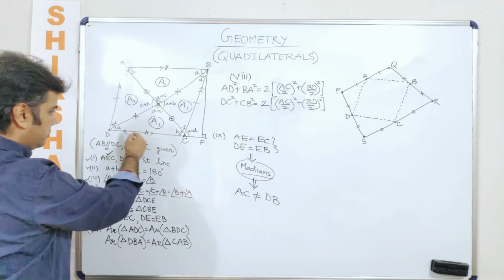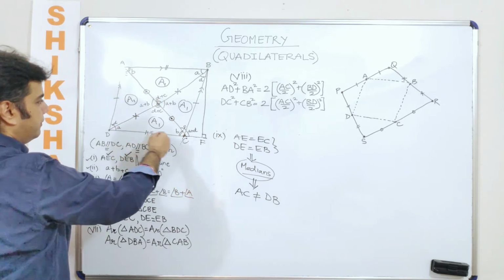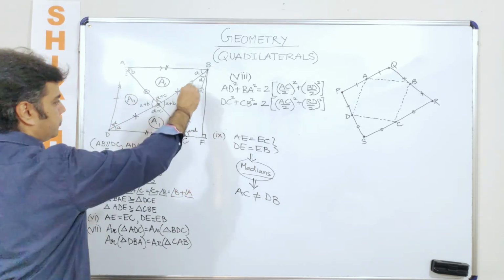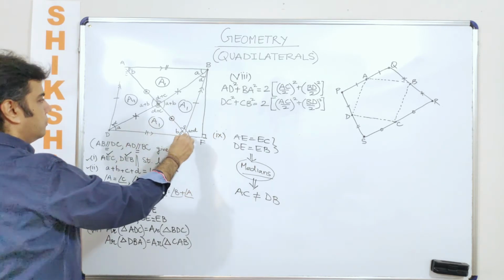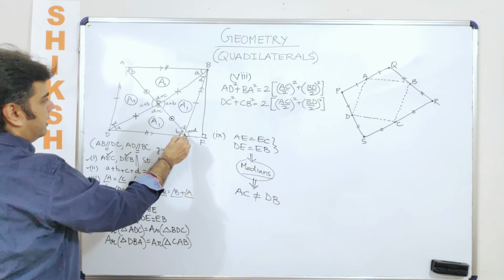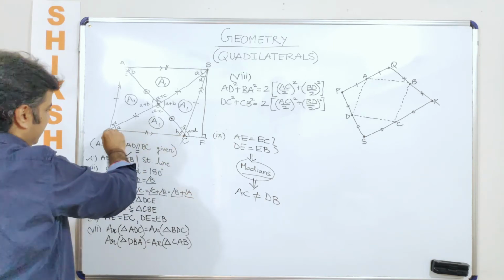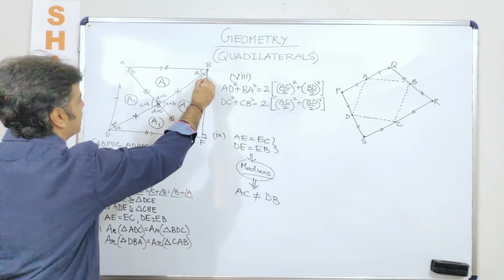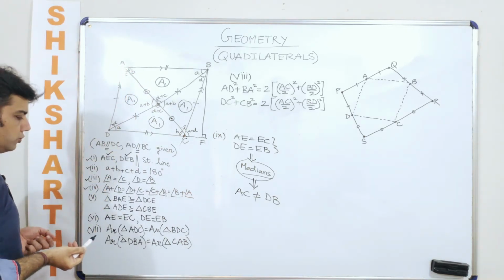Now once you know, you already have the area. So what is the area for this triangle? Twice of A1. What is the area for this triangle? Twice of A1. What is the area for this triangle? Twice of A1. Right? And what is the fourth one? Where is the fourth one which is left? What is the area of this triangle? That is also twice of A1.